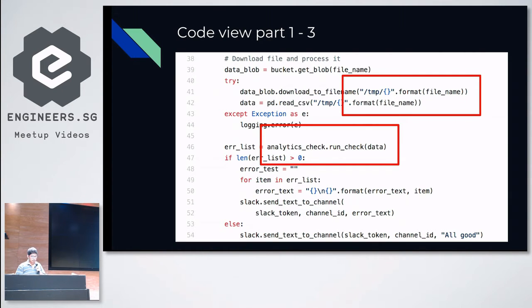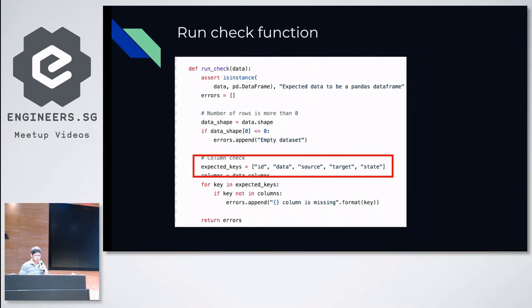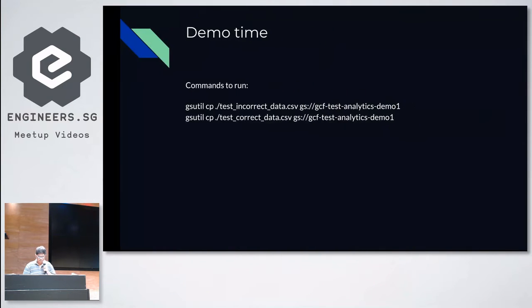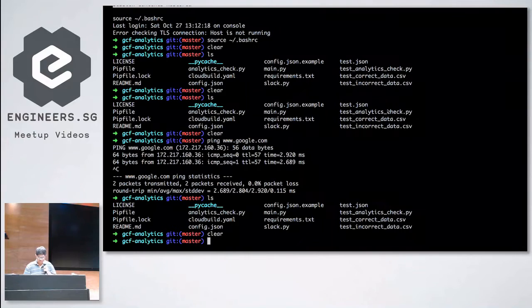So after this cloud function downloads the file from the bucket, it will run the check. We have this analytics check, dot run check, and it's basically just checking whether this set of columns are available. So now I'm going to run a demo. Hopefully it works. Hold on.